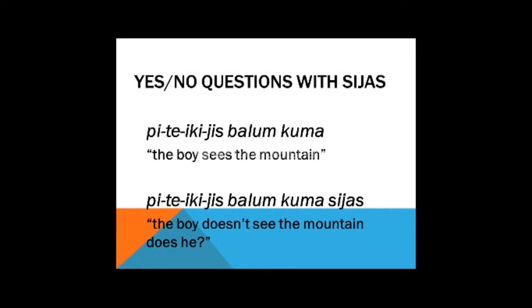And the third one. Again, the statement, Picha kayis balum kuma, the boy sees the mountain. Let's this time stick the third particle on the end. Picha kayis balum kuma. Again, you could translate this as, does the boy see the mountain? But when you say this, you suspect the boy doesn't see the mountain, so it's better translated into English as something like, the boy doesn't see the mountain, does he?